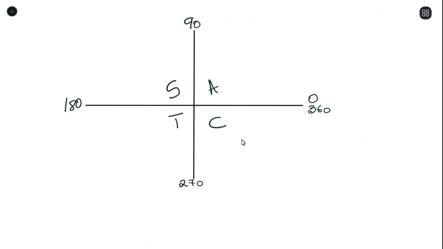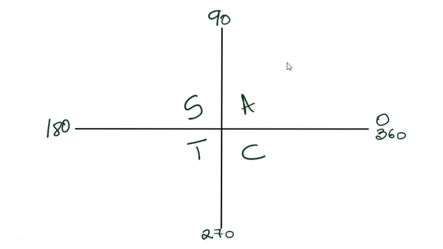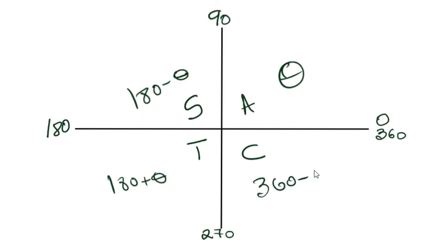Now that we've learned about the quadrants, the size of each of the quadrants, and the trig ratios that are positive for each of the quadrants, you also need to know the equation for each of the quadrants. The equation of the first quadrant is theta. While the second quadrant, it's 180 minus theta. The third quadrant is 180 plus theta. And the fourth quadrant is 360 minus theta.